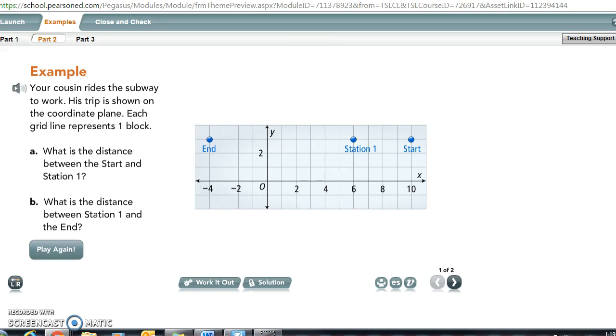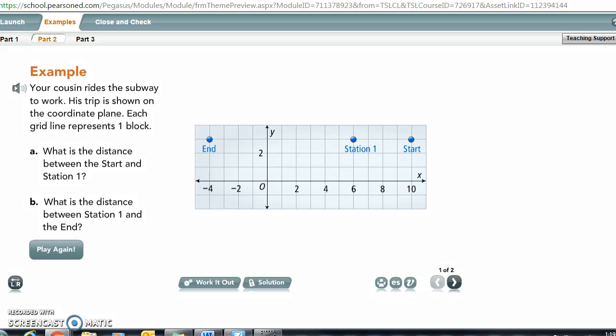For this one, it says, your cousin rides the subway to work. His trip is shown on the coordinate plane. Each grid line represents one block. What is the distance between the start and station 1? And then what is the distance between station 1 and the end?